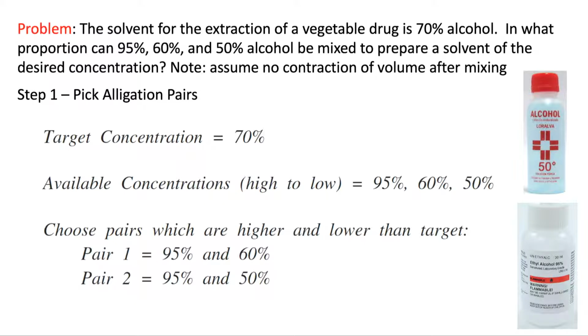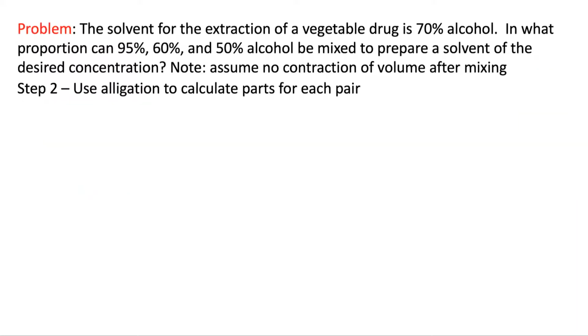Looking at our options available here, since there are three ingredients, one of which is higher than the 70% target and two of which are lower, our obvious pairs would be to create pair number one with the 95% and the 60%, and pair number two with the 95% and the 50%. So those are our two alligation pairs. Now we're going to set up and solve alligations using those two pairs. So our next step is to actually perform the alligations with each pair.